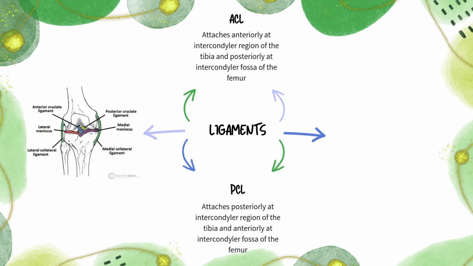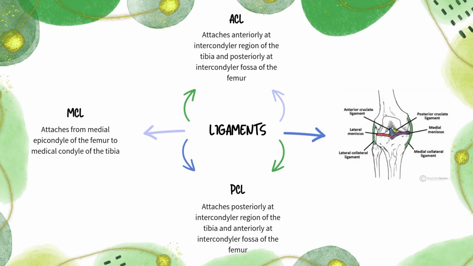So in the picture displayed to the left, the anterior cruciate ligament is that blue one, and the posterior cruciate ligament is the yellow one, and they are crossing the middle of the knee there. Next, the MCL attaches from the medial epicondyle of the femur to the medial condyle of the tibia, and it's going to help stabilize the joint and prevent excessive valgus of the knee or inward movement.